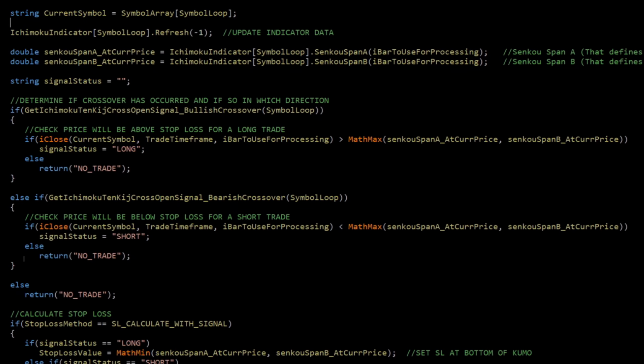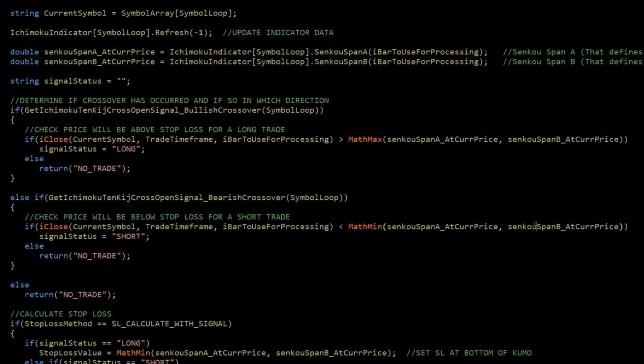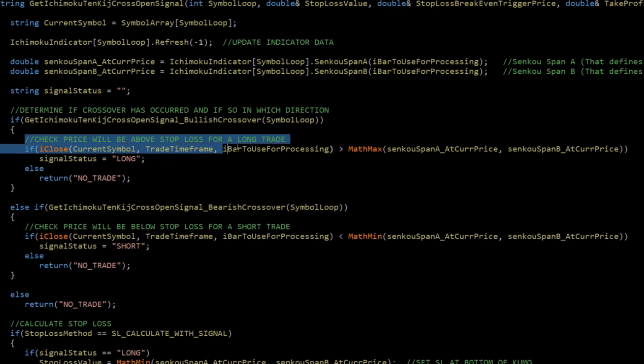And vice versa, for a potential short position, we were making sure that the price was less than the upper value of the cloud using the MathMax function, and we're now wanting to make sure that it is below the cloud entirely, and so we're simply going to change this to the MathMin function to look for the bottom of the cloud. I'm just going to make sure my comments are all up to date as well.